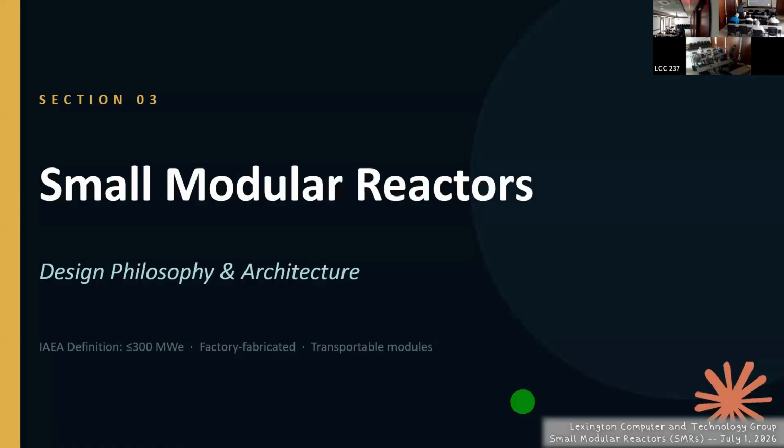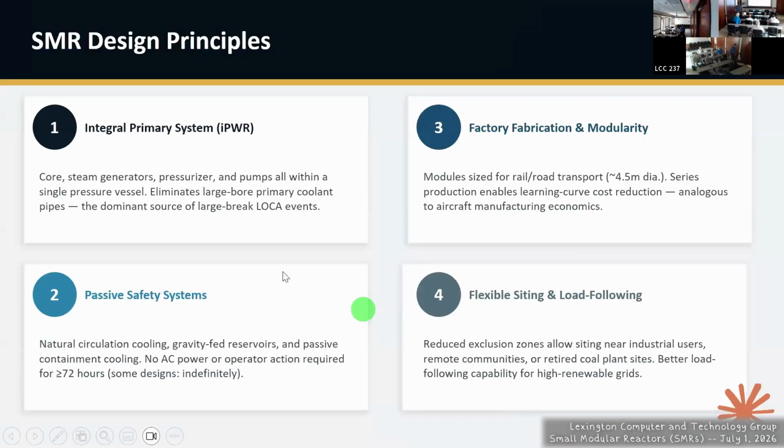So let's look at some of the SMRs here. You have a primary system of core, steam generators, things like that. Passive safety systems, factory fabrication, modularity, and flexible siting and loading. You just put them on a truck and bring them to wherever you've got to bring them.